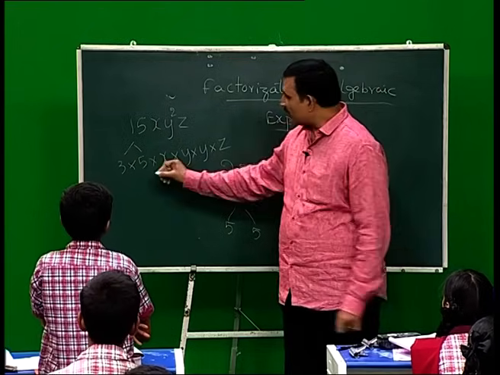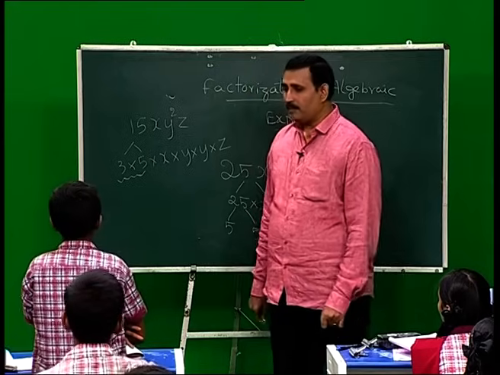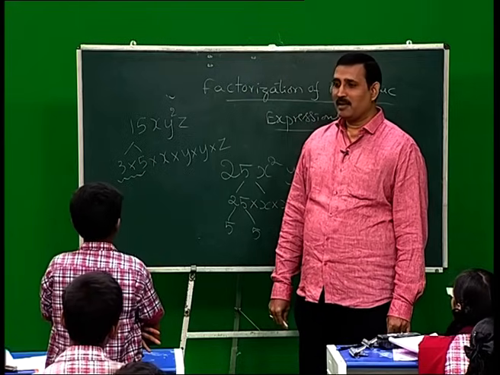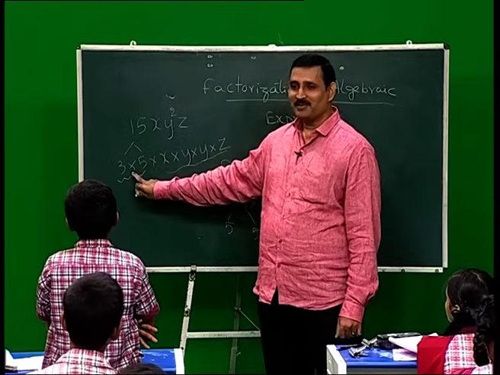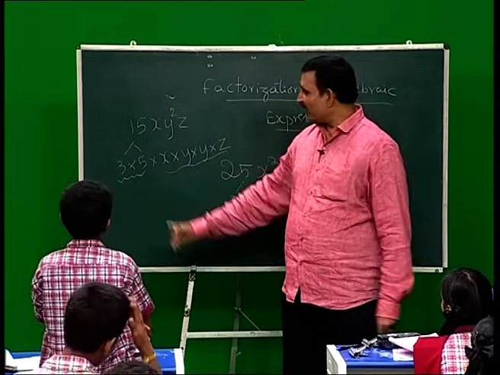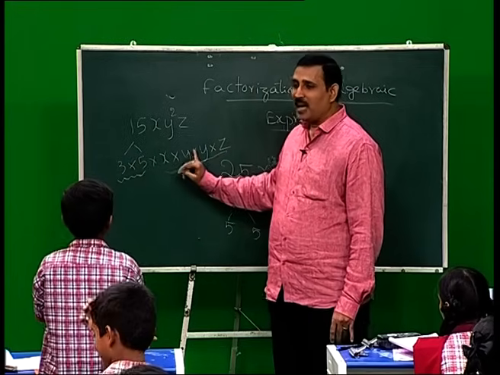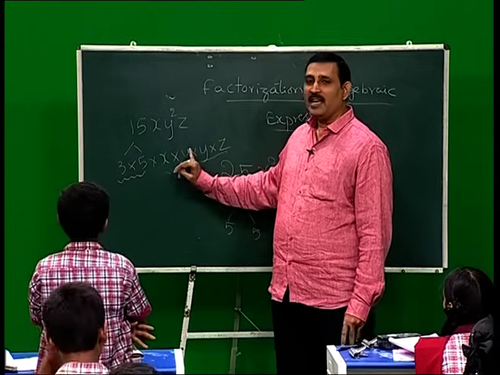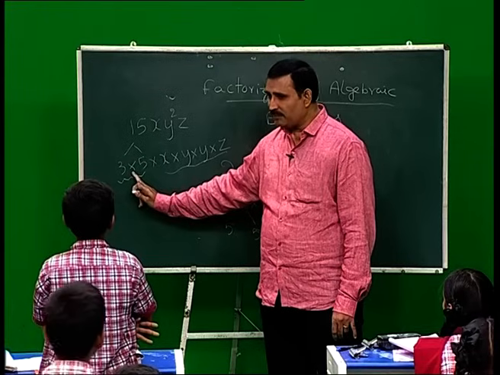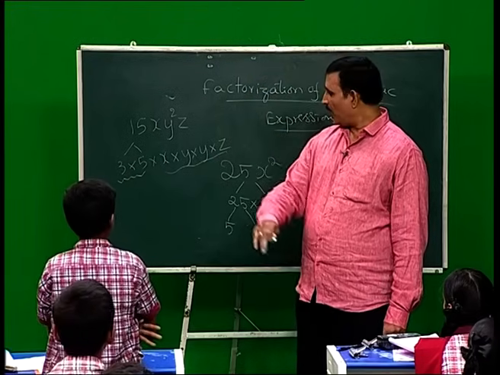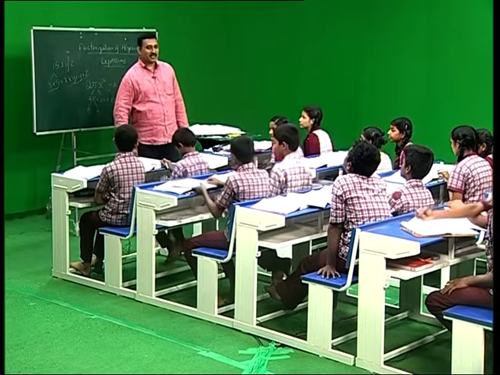So here you can see that it is totally expressed as product of some numbers and some variables. In this, the numbers are called prime factors, and the variables are irreducible factors. Prime factors. Irreducible factors. Okay?